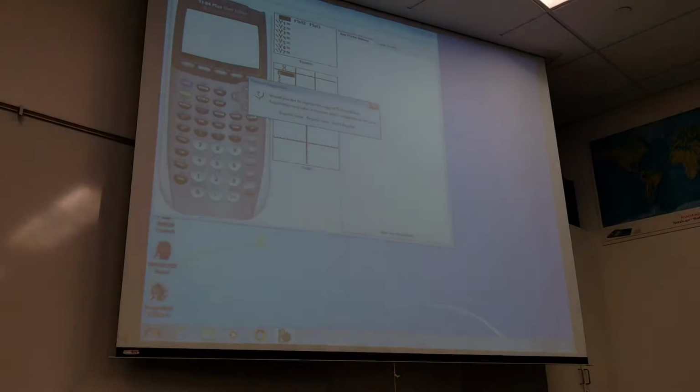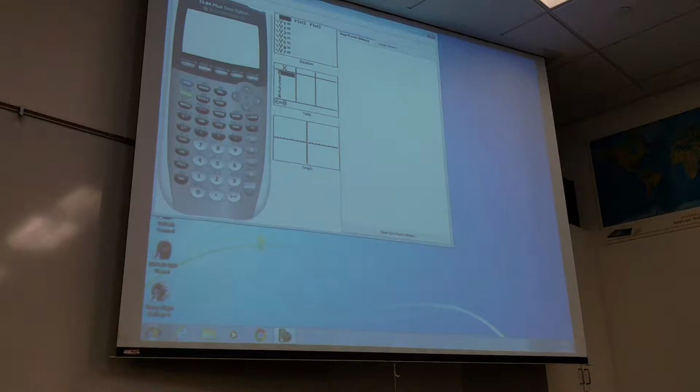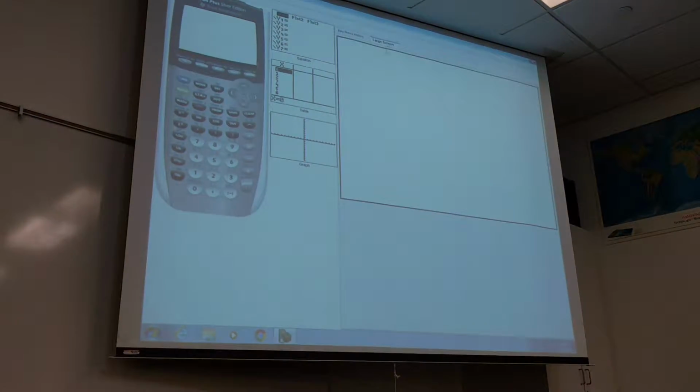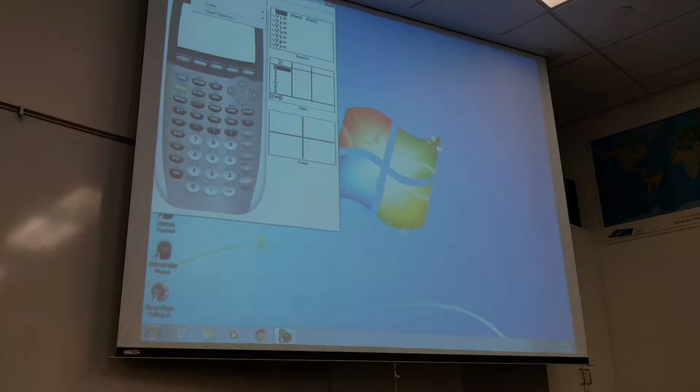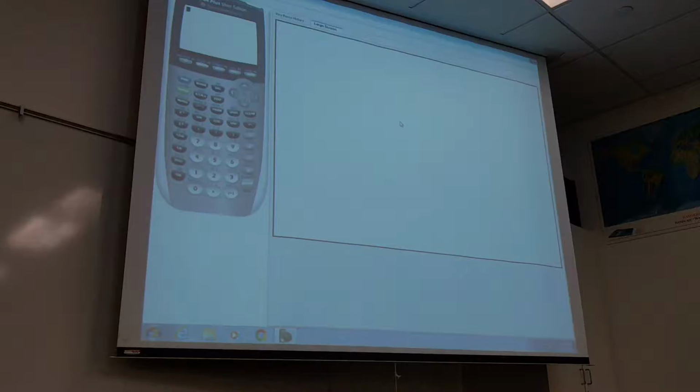All right, guys. Let me show you something on the calculator related to conversions. Oh, I always forget which one. Go away. All right. Let's say.